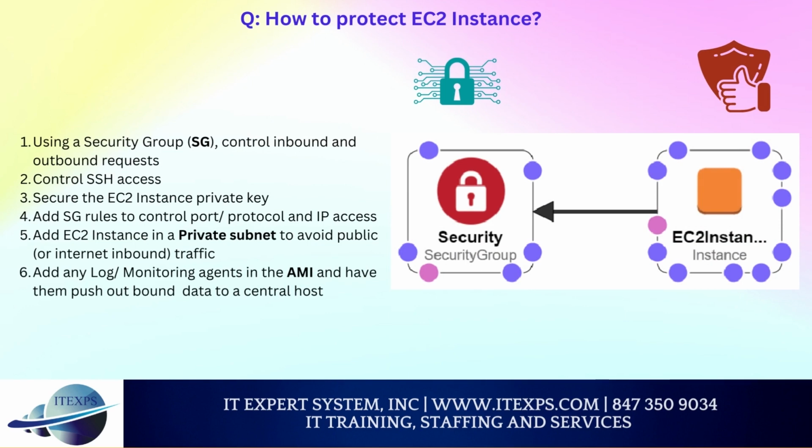How to protect an EC2 instance? 1. Using a security group, control inbound and outbound requests. 2. Control SSH access. 3. Secure the EC2 instance private key. 4. Add SG rules to control port, protocol, and IP access. 5. Add the EC2 instance in a private subnet to avoid public or internet inbound traffic. 6. Add any log monitoring agents in the AMI and have them push outbound data to a central host.